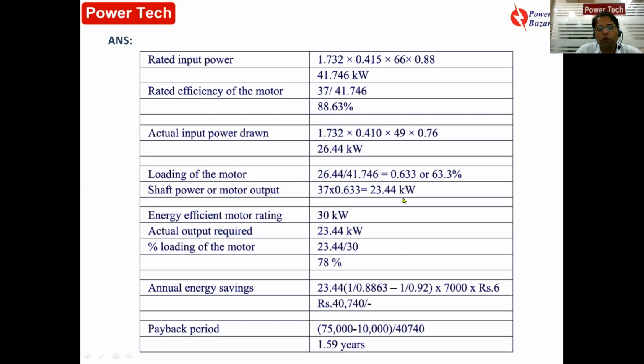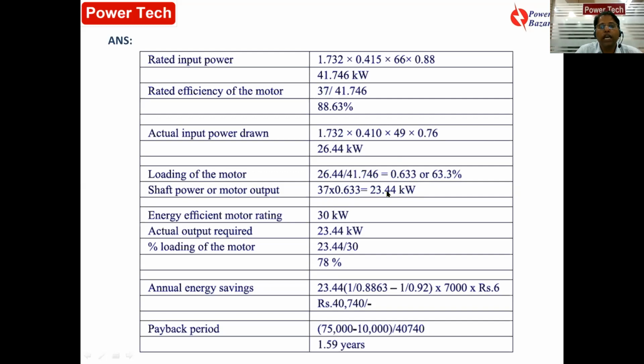That means this motor is actually operating at a lower load. The load is not actually 37 kilowatt. The load, the pump or the blower or the fan, is 23.44 kilowatt. So there is no point in driving this load; we don't require a 37 kilowatt motor.